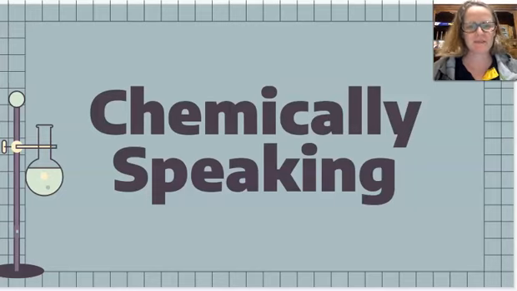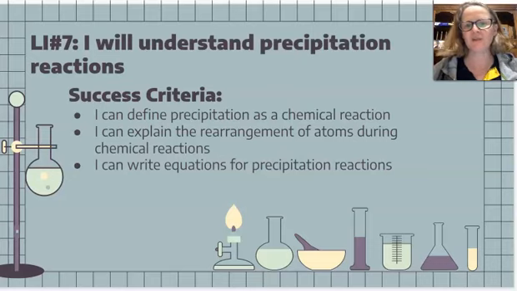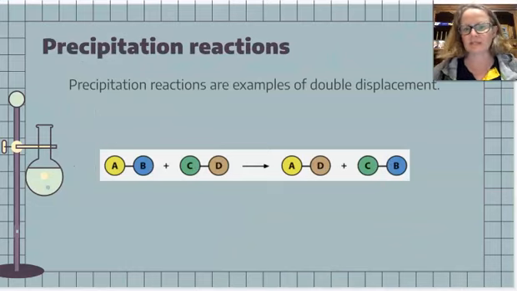For our chemically speaking work today, we're going to look at the learning intention: I will understand precipitation reactions. So we should be able, by the time we finish this, to define precipitation as a chemical reaction, so not confusing it with rain or snow, explain how the atoms rearrange, and write equations for precipitation reactions.